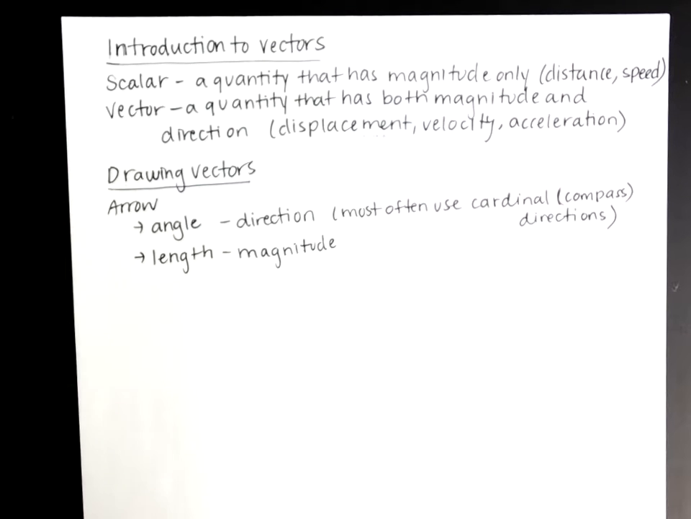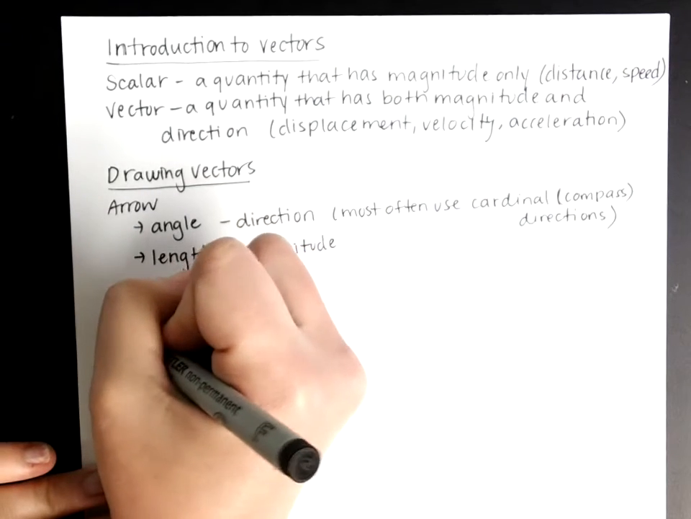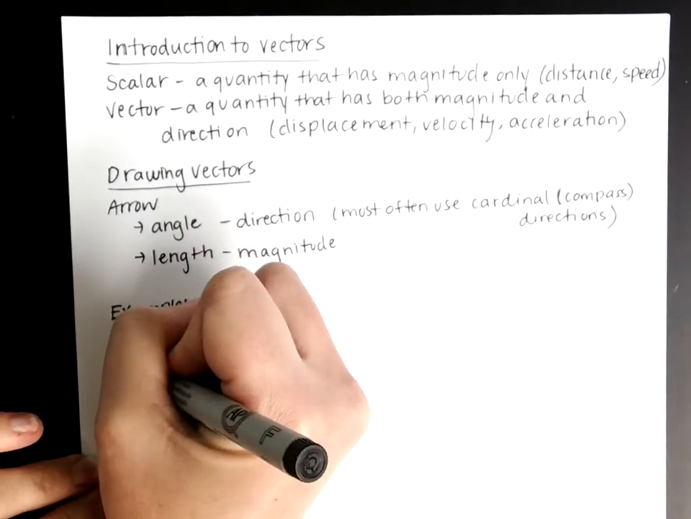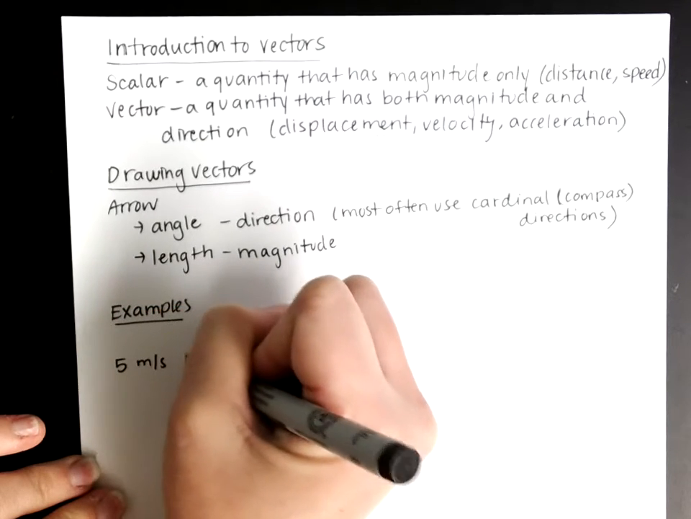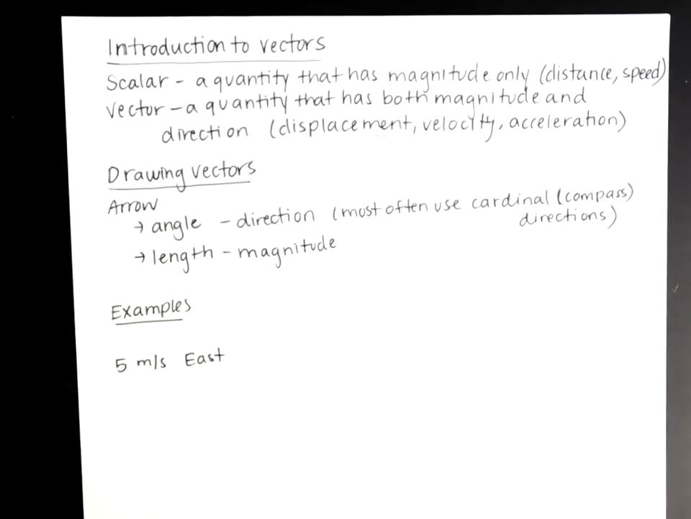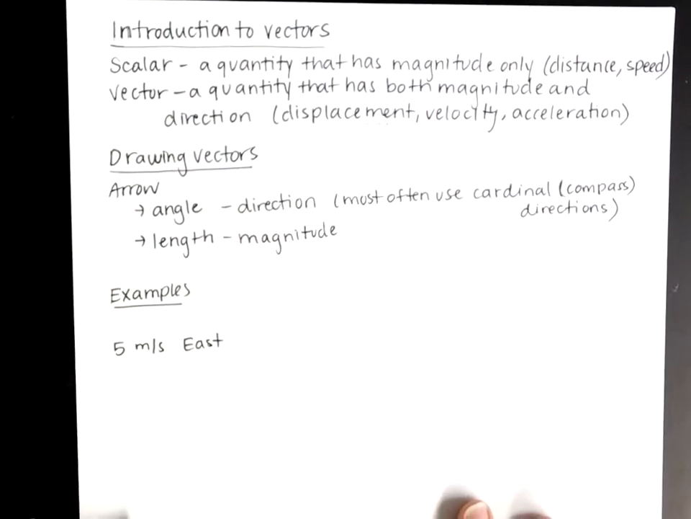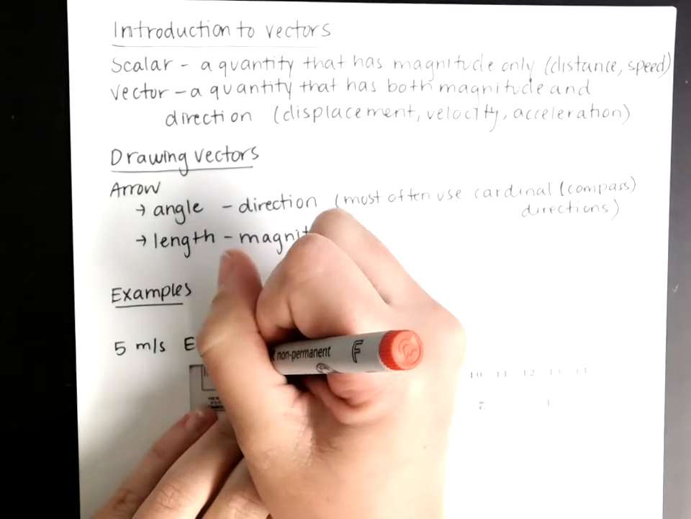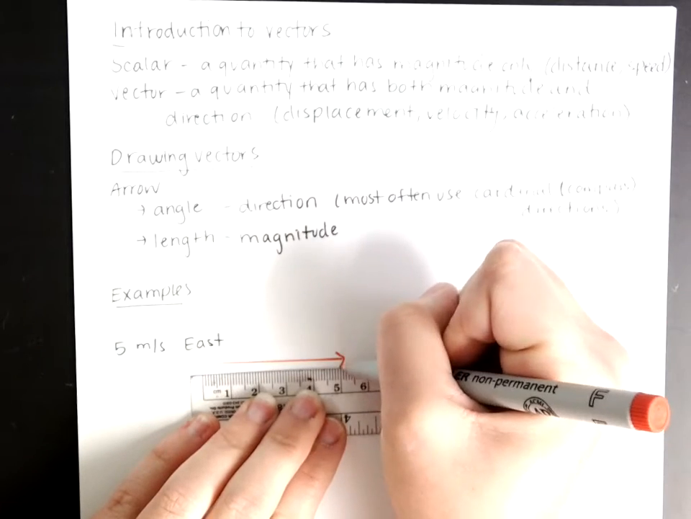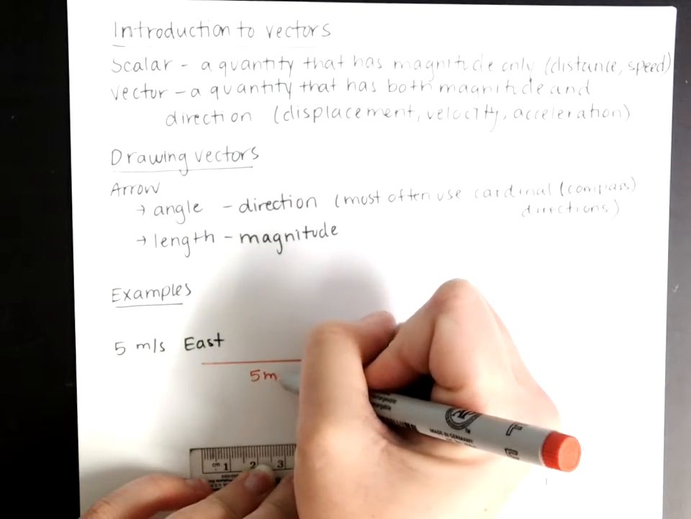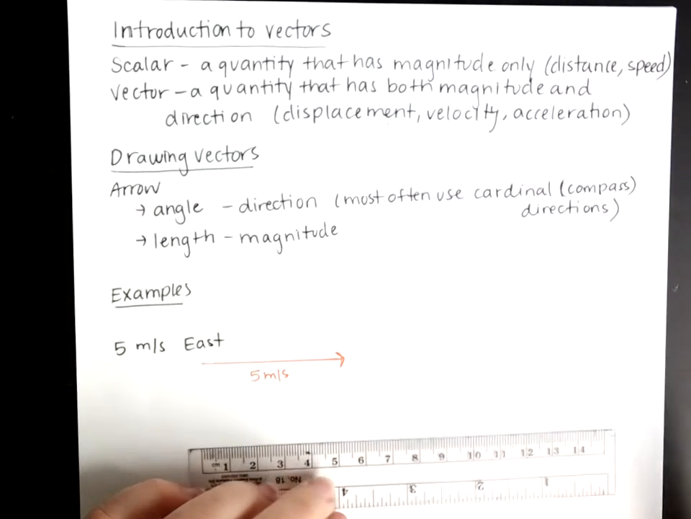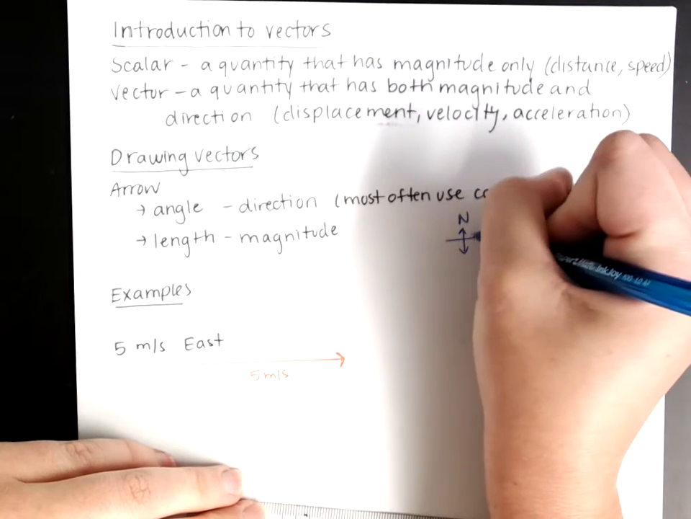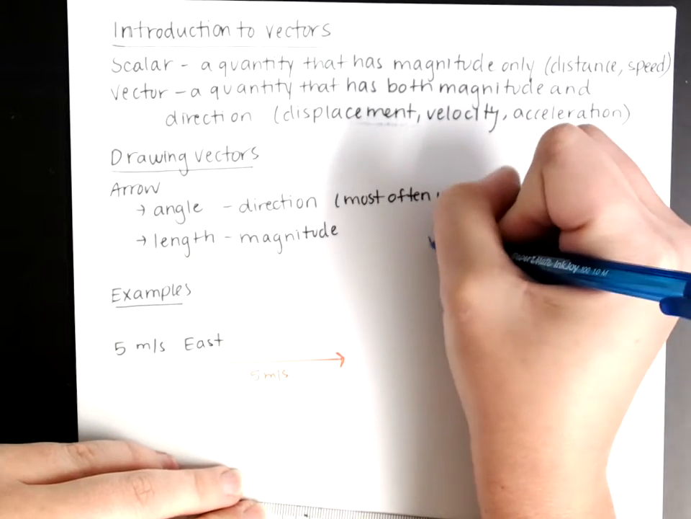Okay, so let's do our first example. We'll start off with easy ones. So if I want to draw a vector that is 5 meters per second east, I'm going to take my ruler, I'm going to use the centimeter side, and I'm going to draw it 5 because that is the magnitude. So 5 meters per second. And it's pointed to the right because that is the east direction. So if you don't know your cardinal directions, here they are. North, east, south, and west.